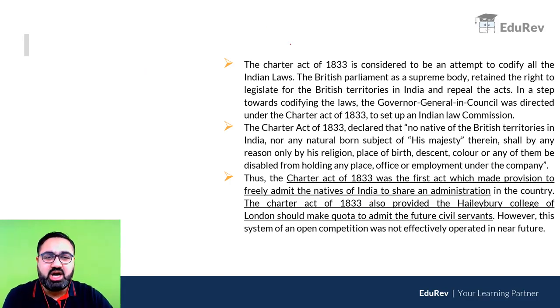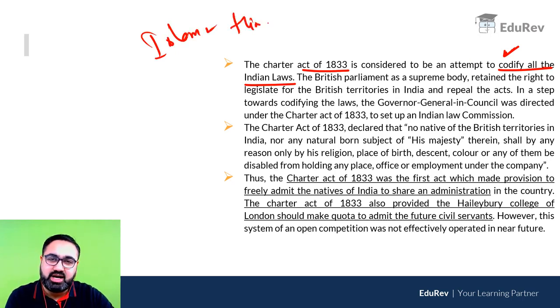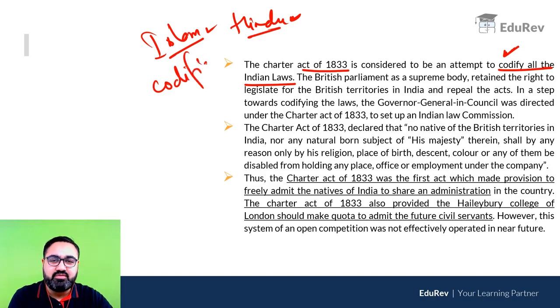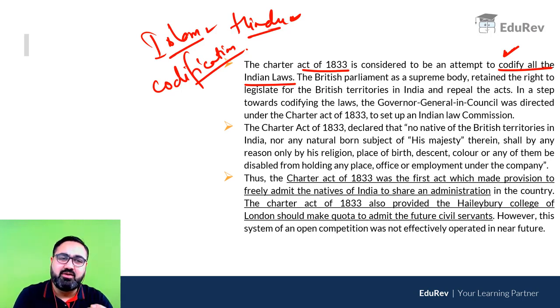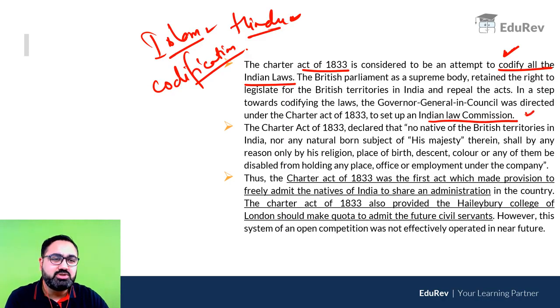Apart from this, the Charter Act for the first time made an attempt to codify Indian laws. Now, what is codification of laws? See, till now, Muslims had some different law, Hindus had a different law of their own. The laws were depending upon religion at that time. Now codification of laws was being done. Codification means same laws for everyone, same standard laws for everyone, irrespective of whichever religion, whichever background that you have. That was done through 1833 Act. So they set up an Indian Law Commission for this purpose to go through our laws and to codify them.